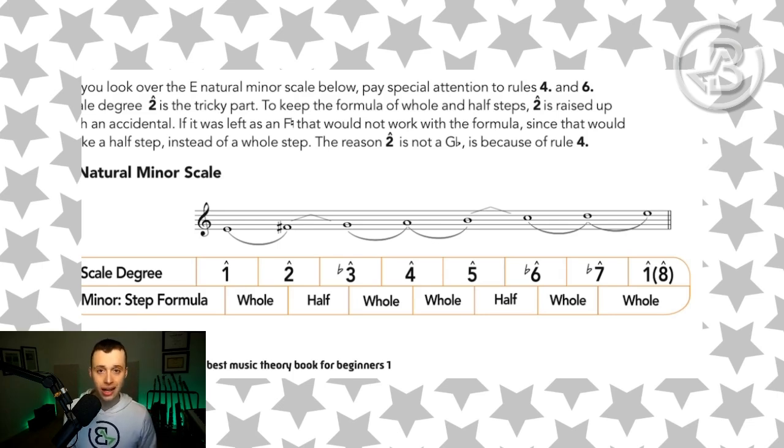It has some kind of A, B, C, D, E, F, and G. We don't have two Fs, we only have one F. That F is sharp. And that F is sharp because of the series of whole and half steps that we need to make a natural minor scale.